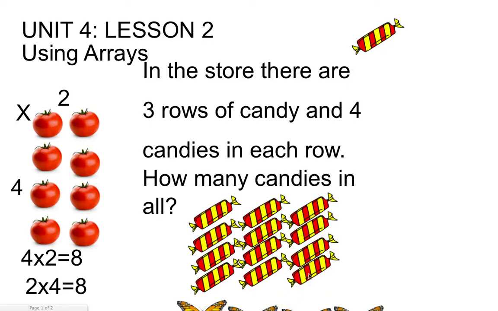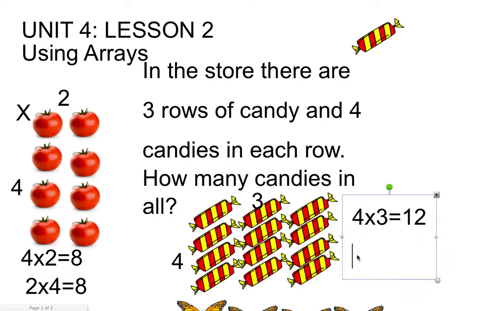And now I'll just do my math this way. Going along the side here I have 4. Going along the top I have 3. Same as the butterflies. The statement is 4 times 3 equals, I count them all up, 1, 2, 3, 4, 5, 6, 7, 8, 9, 10, 11, 12. And the same idea, 3 times 4 equals 12.